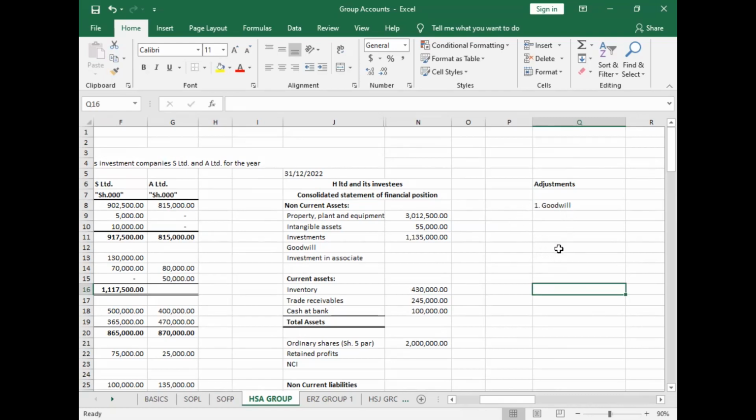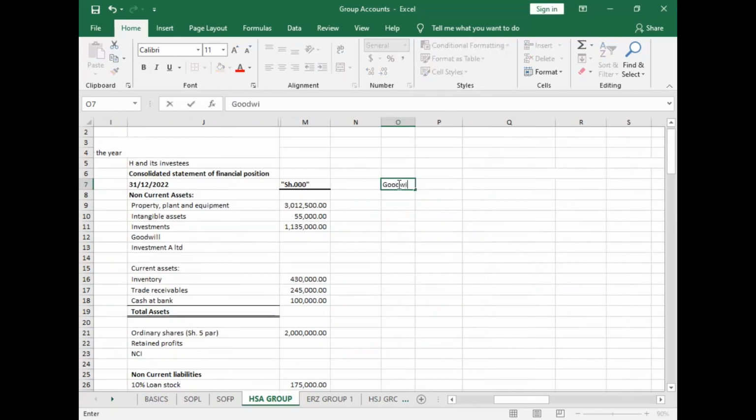I think we are just logging in again. I'm just restarting the link. We log in again, then we start on adjustments. So goodwill. Goodwill has the parent, and we also have the NCI.